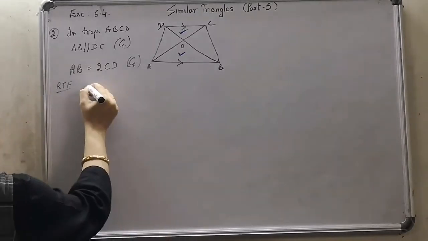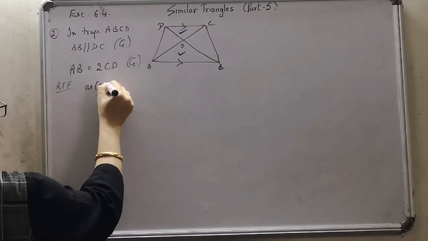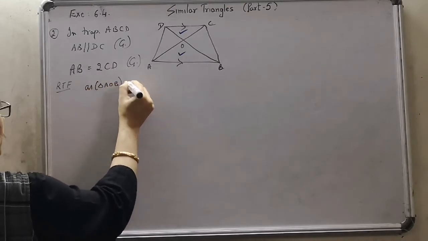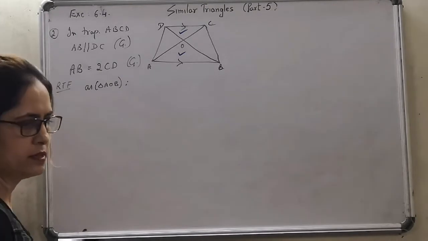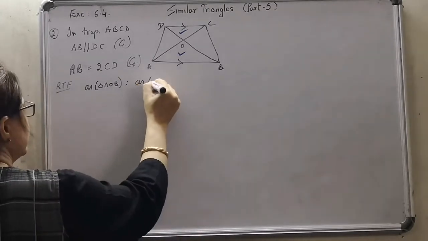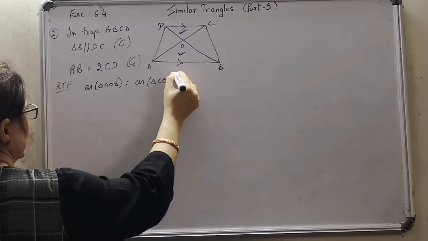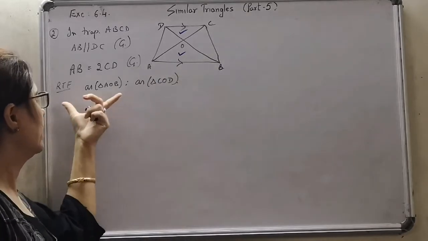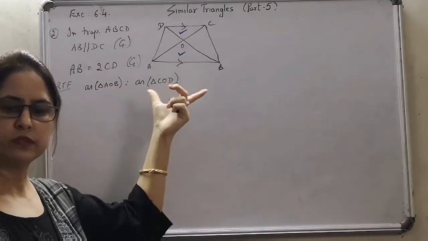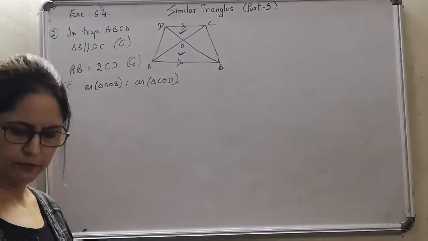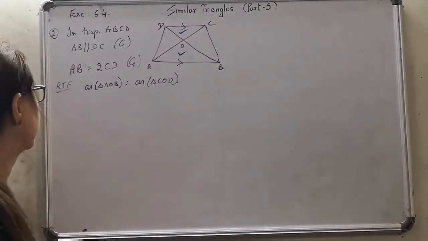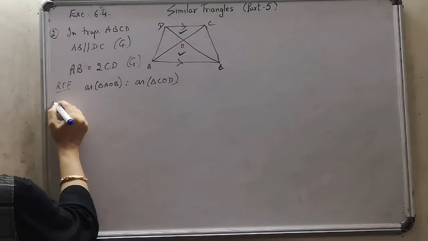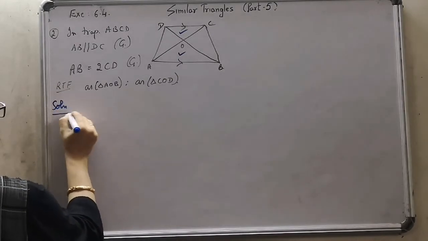We are required to find the ratio of the areas of the triangles: area of triangle AOB is to area of triangle COD. So this question is related to the areas of similar triangles. Let's see if we can prove these two triangles to be similar. Coming up to the proof or solution part.